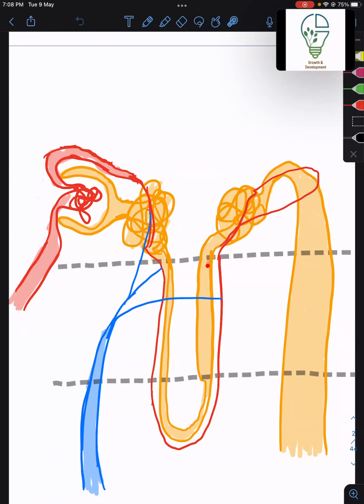And this segment right over here that I'm highlighting, the ascending loop of Henle, is actually responsible for secreting the solutes into the interstitium. And we're going to see this is so important because it's responsible for creating a concentration gradient in the interstitium, a concentration gradient of solutes. So I just want you to be aware about that. This segment, the ascending loop of Henle, is permeable to solutes and is responsible for creating a concentration gradient in this segment over here, which is called the interstitium, and it plays a really key role. So we're going to cover that.